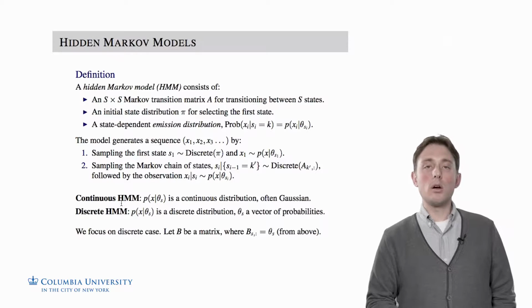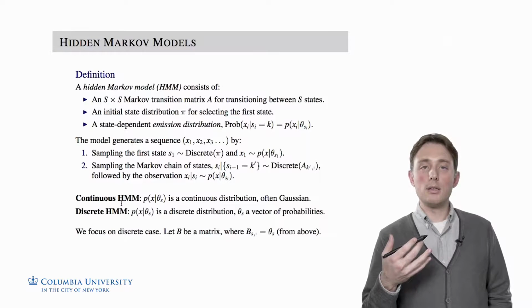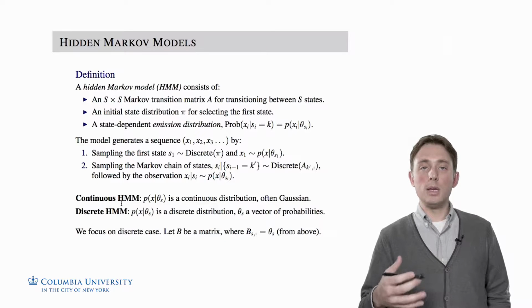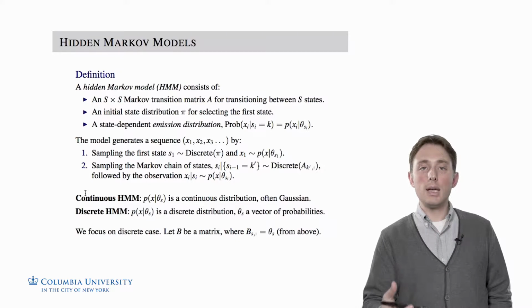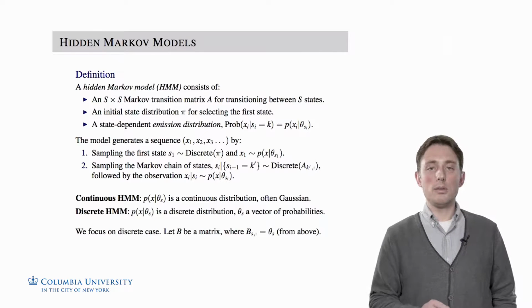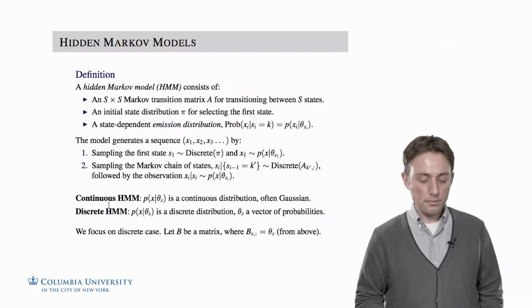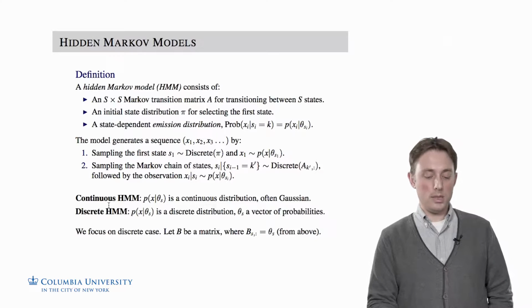So HMMs are always discrete in the states. There is always a set of S different states that we can visit. So each HMM is discrete in that sense. But when we model the observed data as either a continuous or discrete random variable, that then differentiates whether we're doing a continuous HMM or discrete HMM. In the rest of this lecture, I want to focus on the simpler case, which is the discrete HMM.